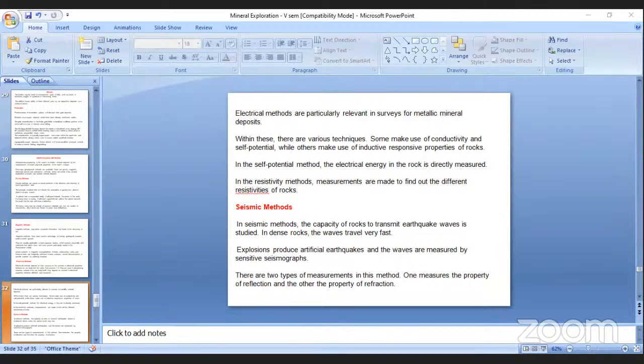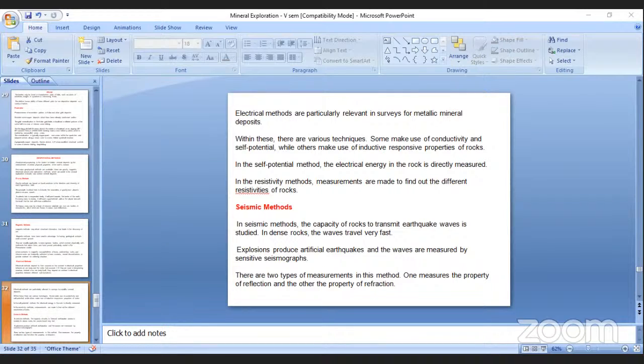Based on how much current passes through these ore bodies, we can estimate which type of ore body is there in the formation. And the conductivity of most of the rocks is much lower than that of massive sulfide deposits. And here we can use different types of methods: resistivity, self potential, induced polarization, and downhole electrical methods.